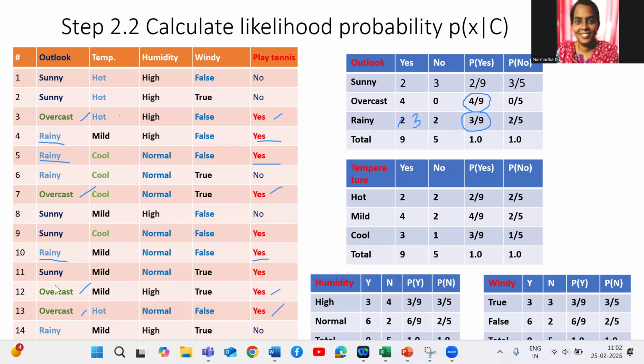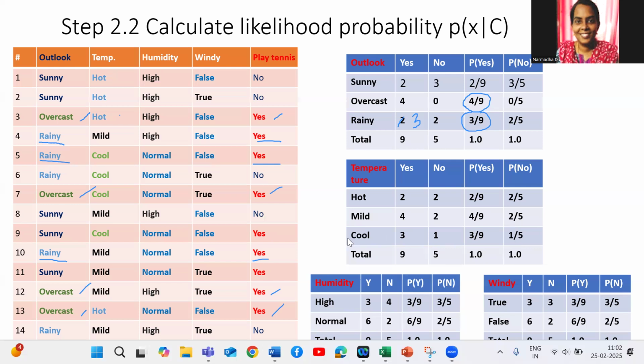So now coming on to the next feature, that is temperature. Temperature takes hot, mild, and cold, so three different values. When it was hot, we see that 2 days it is yes and 2 days it is no. Therefore the probability of yes is 2 by 9, probability of no is 2 by 5. Similarly for mild, 4 by 9 and 2 by 5. And when the day was cool, it is 3 by 9 and 1 by 5.